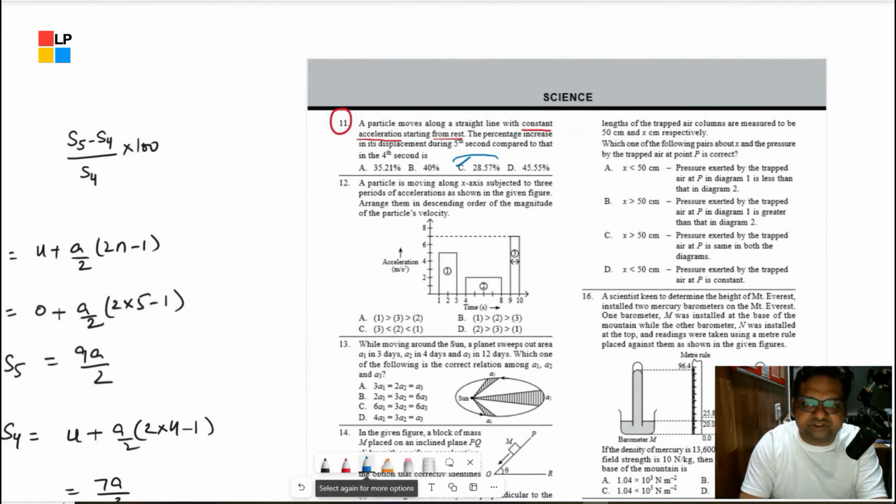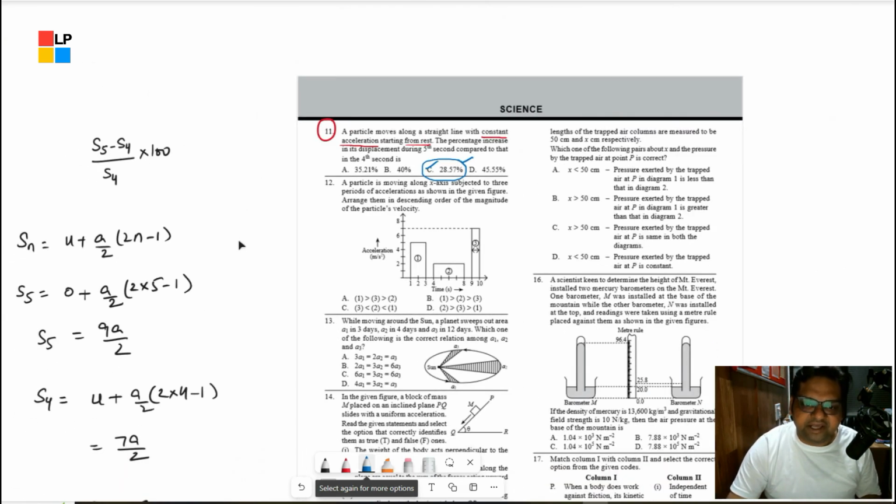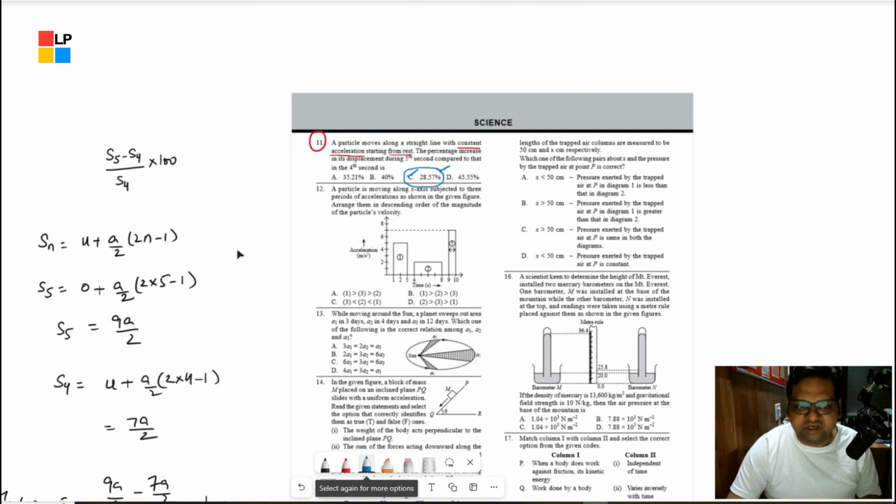And here is the option, option C is the correct answer, because that is the percentage increase. So this is how you can apply this formula. This formula is very, very important from the Olympiad point of view, as well as for higher order questions, especially for 9th and 10th grade questions.